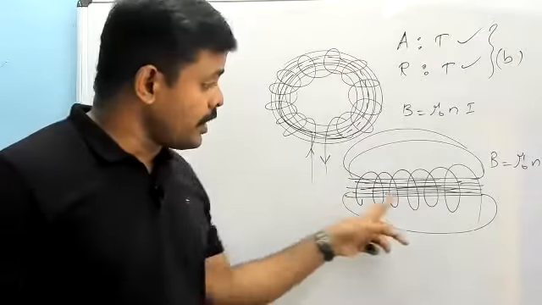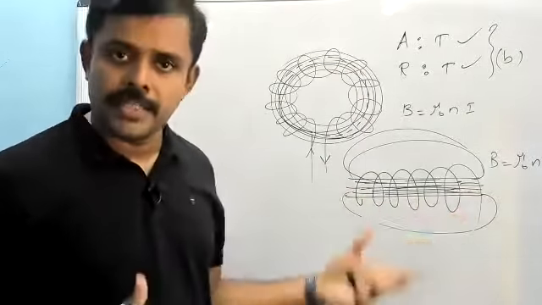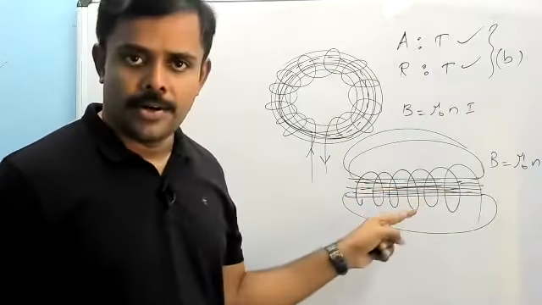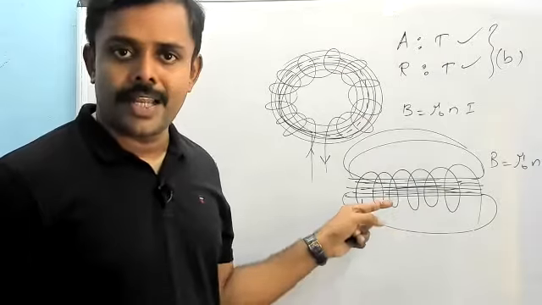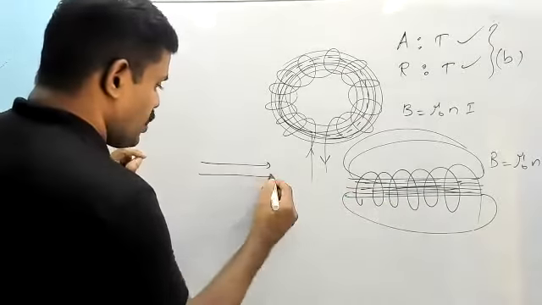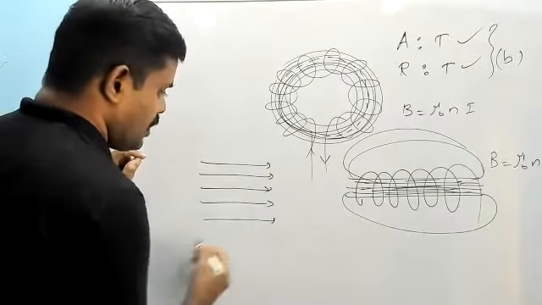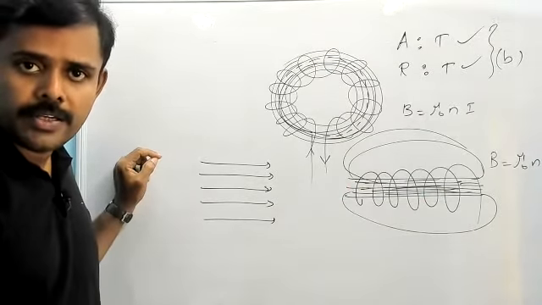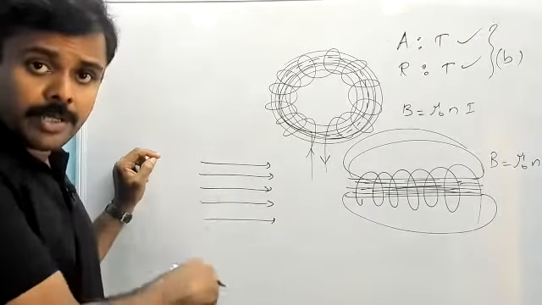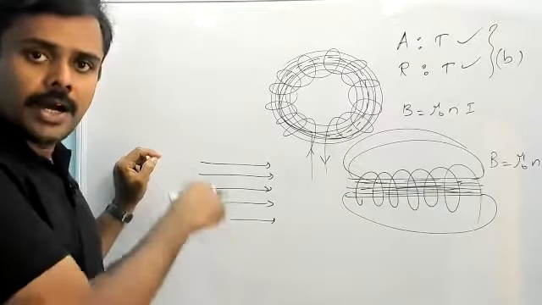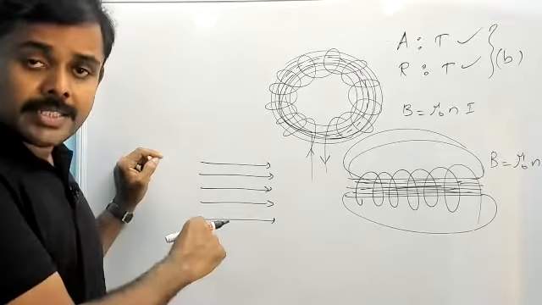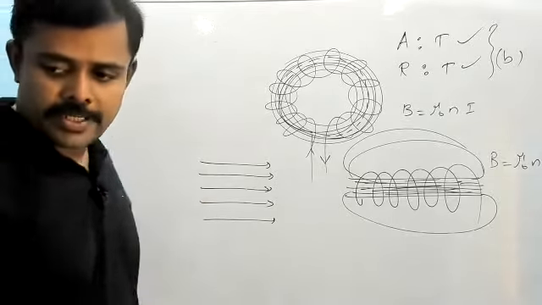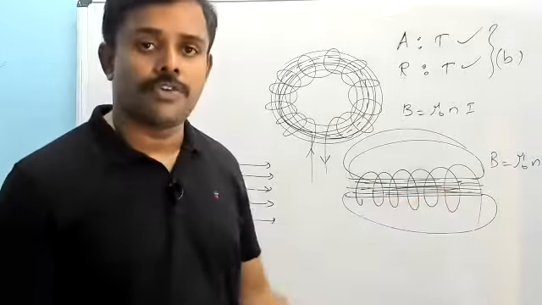The reason says that the solenoid has a uniform field inside. How do we know? Look at the lines. All the lines are parallel, all are straight lines, and all are equidistant. This is called a uniform field, be it a magnetic field or an electric field. Why do we call it a uniform field? Because all the lines are parallel, straight, and equally spaced. Look at this, the distance is the same. So inside it is a uniform field.